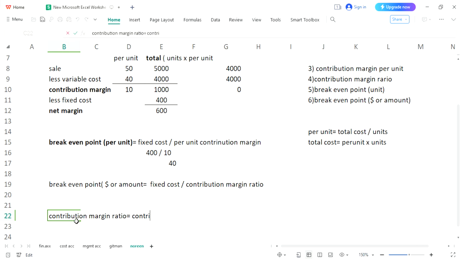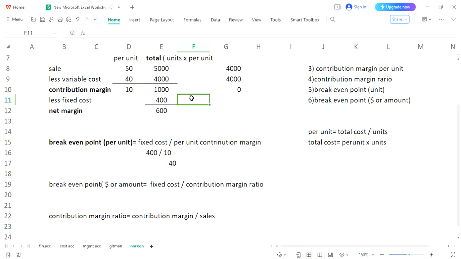Anyhow, contribution margin, and you will divide it by sales. This way you will be able to calculate your contribution margin ratio. Let's calculate it. Your contribution margin was 1000, as you can see over here. Total contribution margin was 1000.